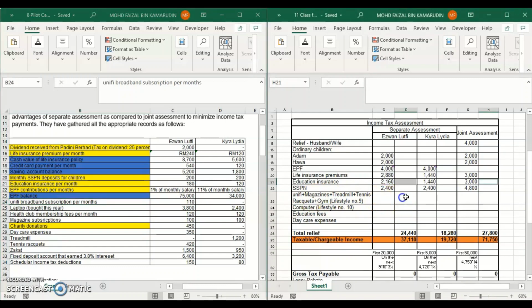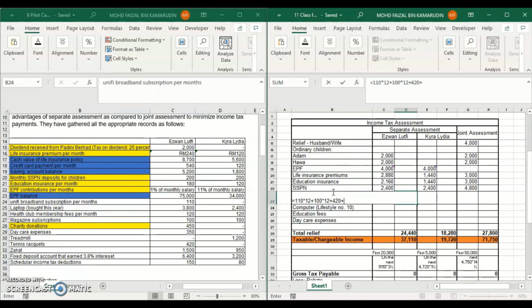Here we look at what the impact is. We put Unifi first. How much is he paying? 1110, times 12. What else? Magazine 100, times 12, and then plus the treadmill. He's not buying, but I bought the tennis racket, and this is all lifestyle, so 420 you can claim. The ball cannot, but the racket, yes, you could. That one is under sport X. So please check the detail in the notes.